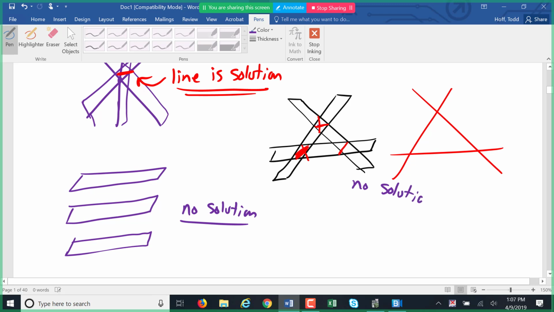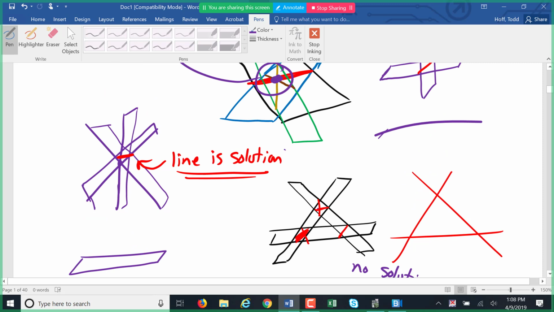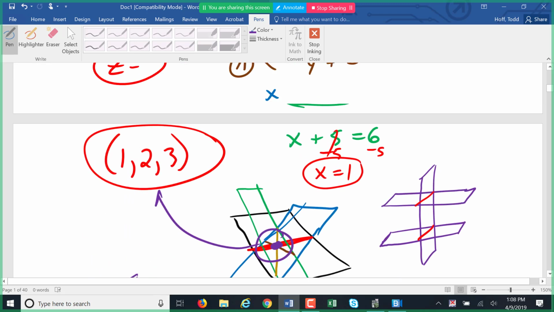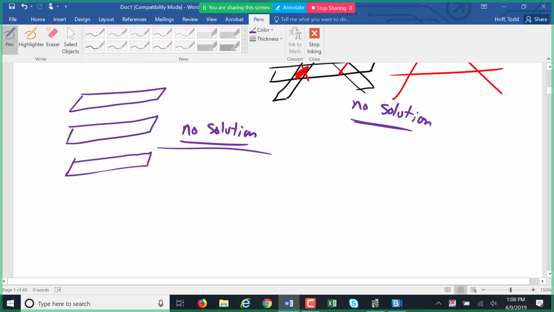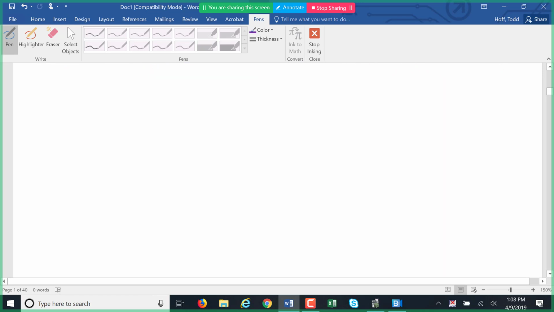So of all these cases, three of them give us no solution. One gives us that the solution is a line, and one gives us that the solution is a single point. Those are the ones we're going to mainly focus on, the ones that give you a single point, but we are going to encounter those that give us a line or no solution as we go through them. Well, that was the substitution method. Let's do one more example of substitution before we move on to elimination.